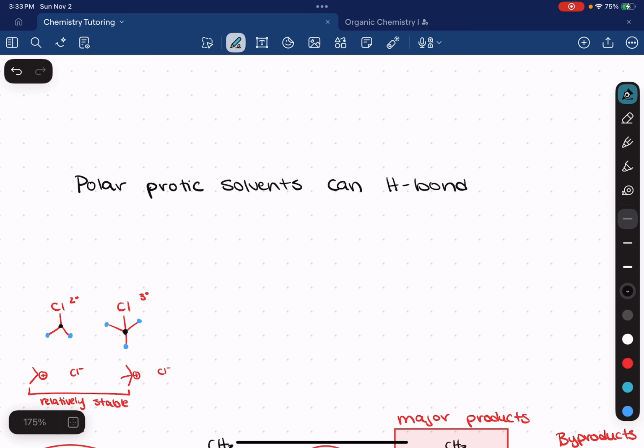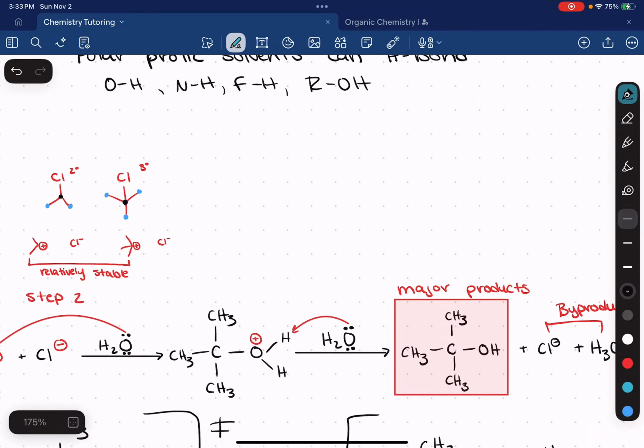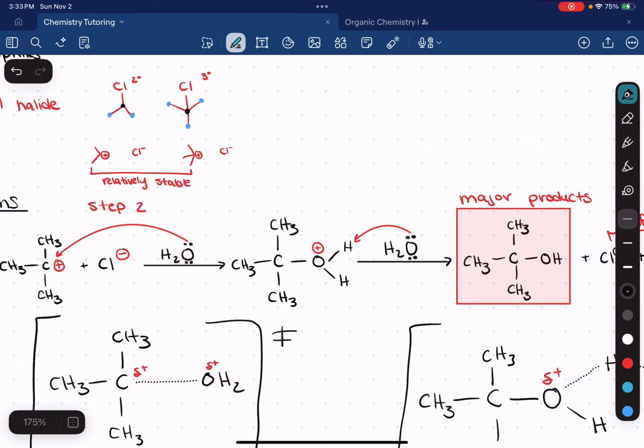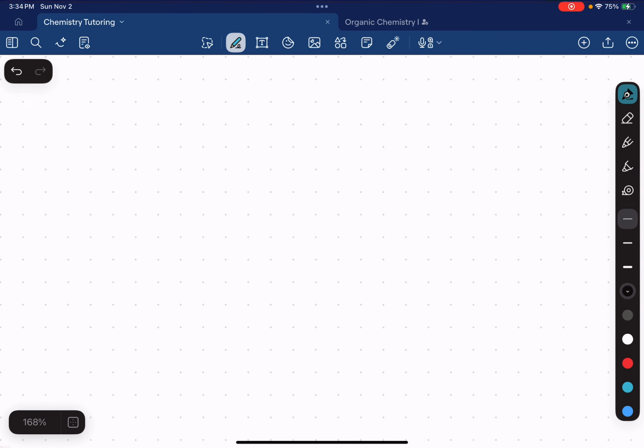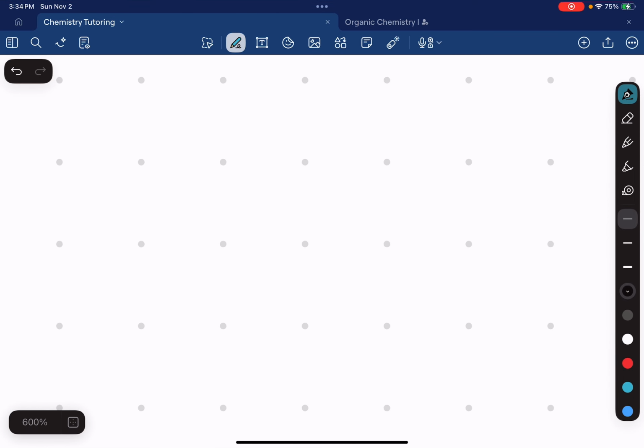Can hydrogen bond. So examples of that are going to be OHs, NHs, FHs, and then ROHs, right? So in our case, we had water. We know water is polar, H2O is polar, and it's protic because it can also hydrogen bond. Okay, so then we'll move over and we'll do SN2.